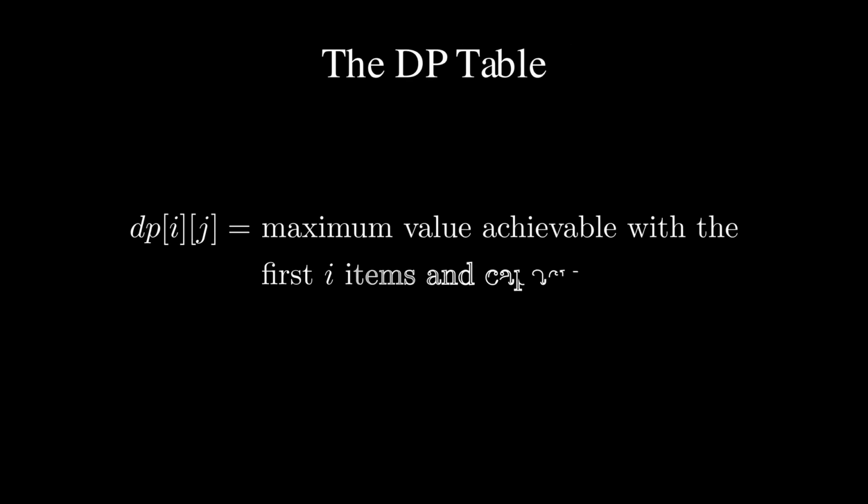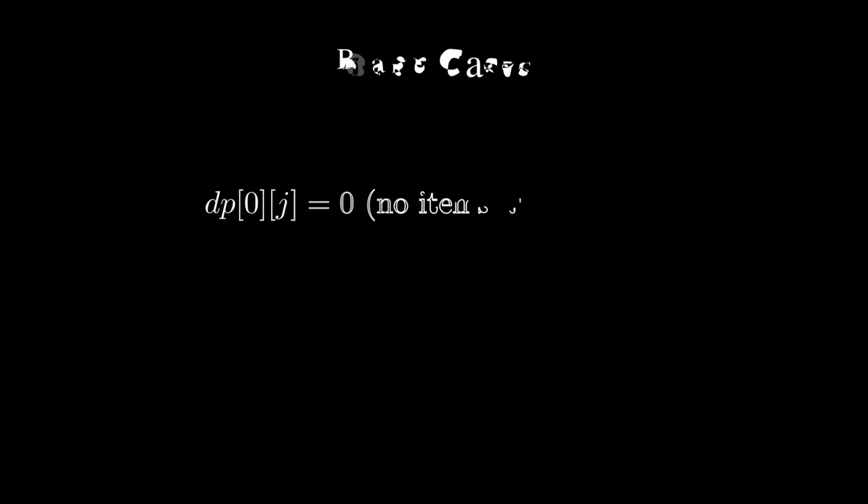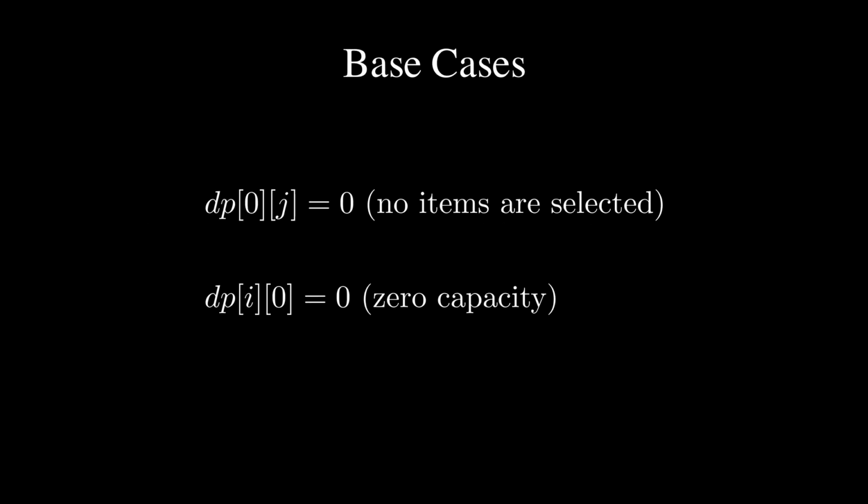The first thing to do when solving a dynamic programming problem is to define a DP table. We define the entry of dp[i][j] to be the maximum value achievable with the first i items at capacity j. If no items are selected or if the capacity is 0, then clearly the maximum value achievable is 0.